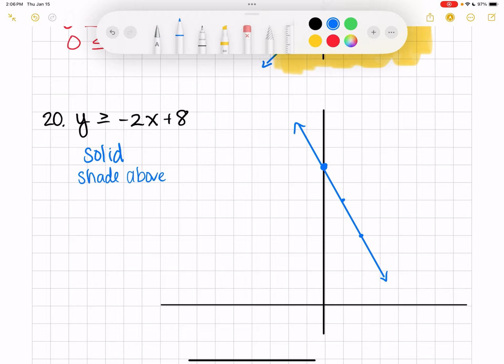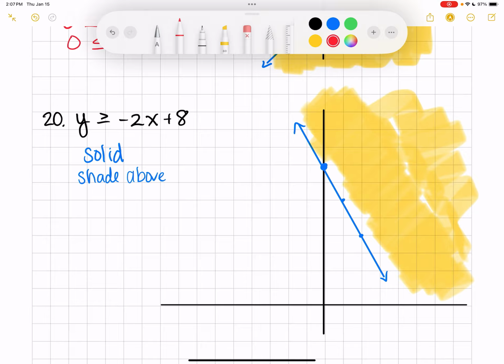Now, this one's kind of hard because this line looks, I mean, obviously it's not perfectly straight up and down, but it's a little harder to see. But I'm looking at where my y values are bigger. Well, the y values are bigger up here, okay? So that means I'm shading on this side of my line. This is where you get to color in math class.